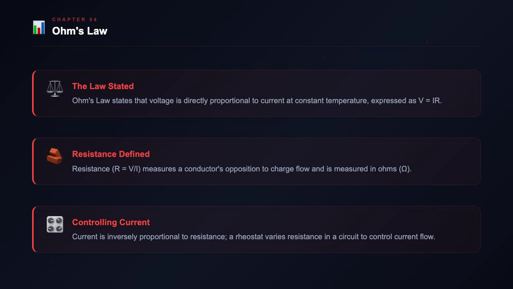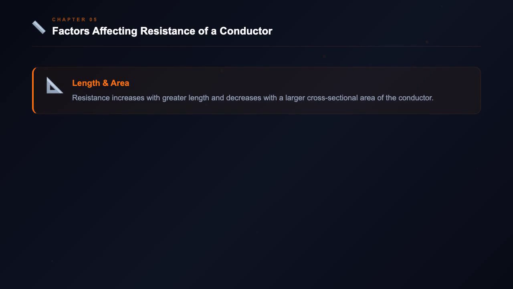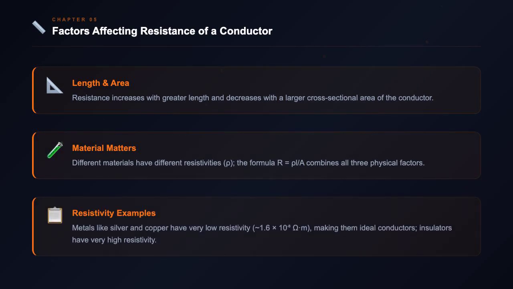Ohm's law also shows current is inversely proportional to resistance, as I equals V divided by R. There are components like variable resistances to regulate current. A rheostat is a device that changes circuit resistance, controlling current flow. The resistance of a metallic conductor depends on its length and cross-sectional area. The longer it is, the more resistance it has.